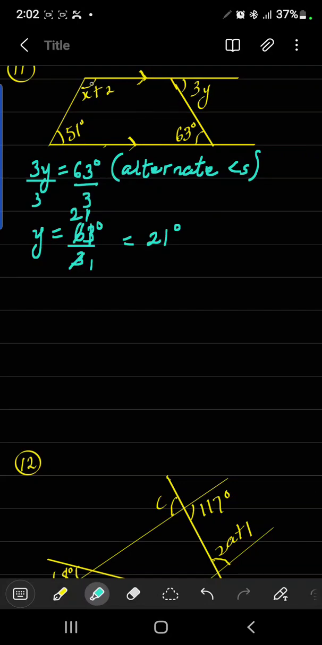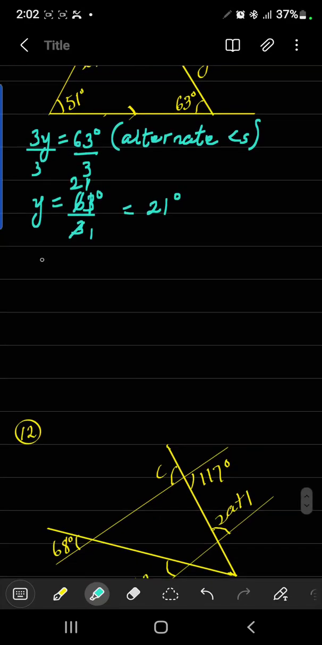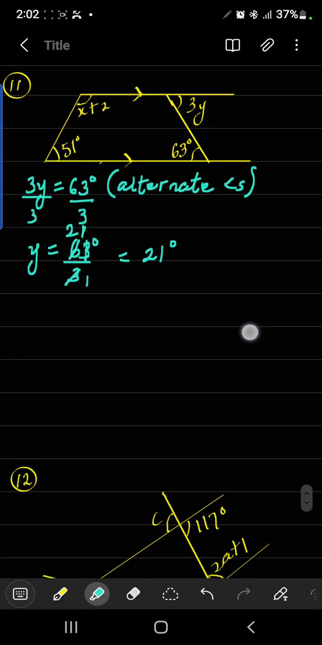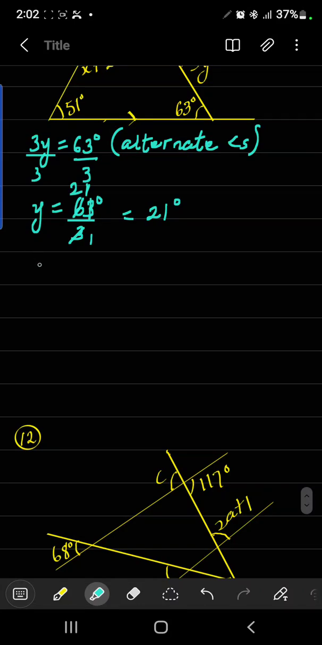Let's continue. Look at this. What property binds x plus 2 and 51? Think of it. You have done it in the previous questions. Good. If you remember, it is co-interior angle. Sum of co-interior angles is what? 180 degrees. And using it here, it means you add these two angles together. x plus 2 plus 51 must be equal to what? 180 degrees. Why? Sum of co-interior angles. So you now write x plus 2 plus 51 degrees equals 180 degrees.